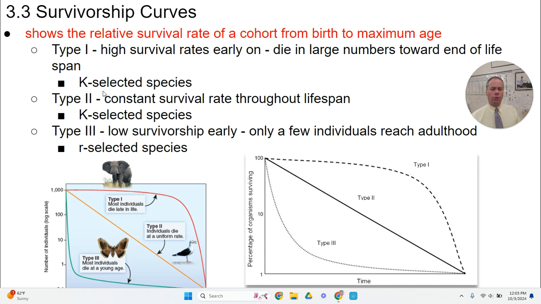And one thing to note: these curves can never go up. Because if you imagine this type 3, if the percent of individuals that survive after a year, for example, is 10%, well, then you can't have 11% or 15% or 20%, because this is a percent of the original number of organisms. So it can never go up. It's constantly declining.